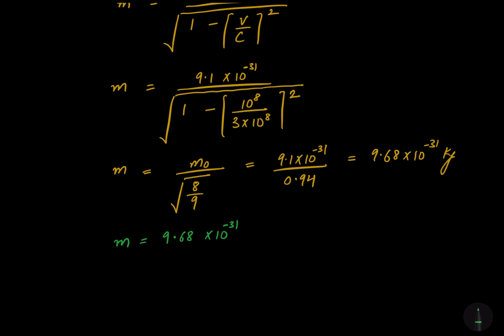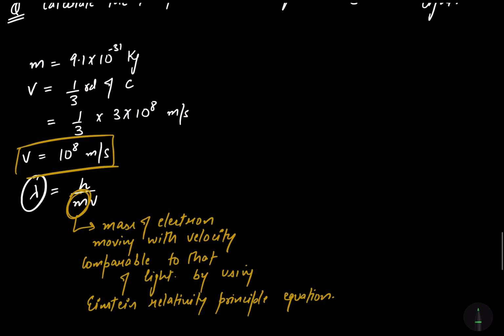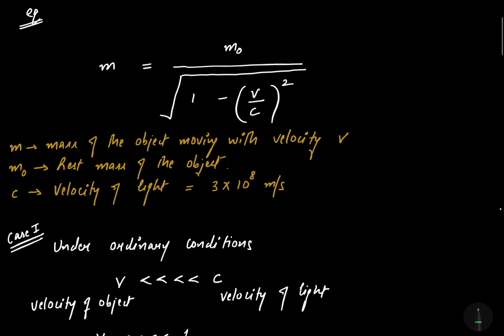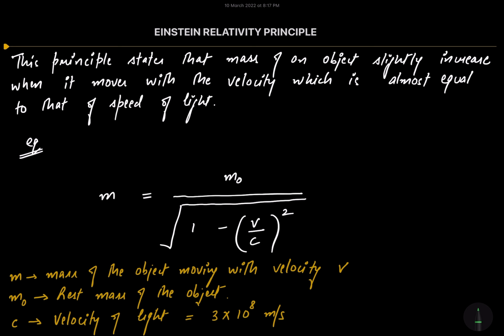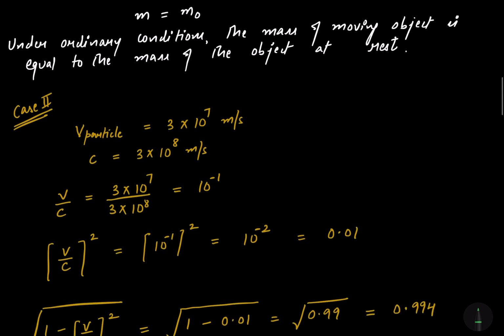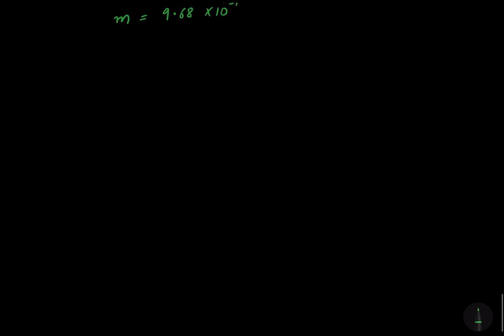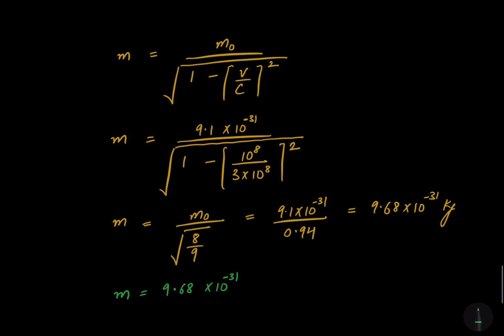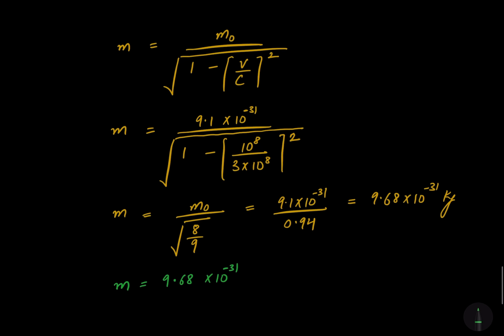So the mass of electron increased from 9.1 into 10 to the minus 31 kgs to 9.68 into 10 to the minus 31 kgs. It has increased slightly, and this is the topic that I have taught you, that you can come back to the very first definition which I have written, that the mass of an object slightly increases when it moves with a velocity which is almost equal to that of speed of light. So this thing has been proved in this numerical. So now we got the mass.